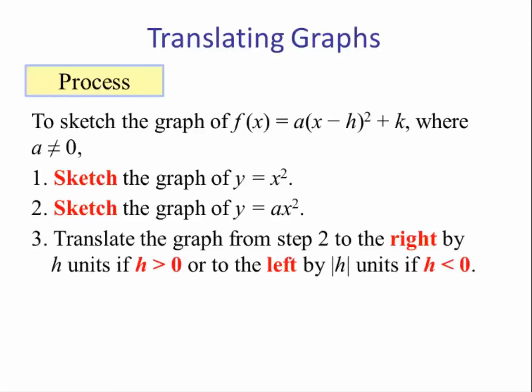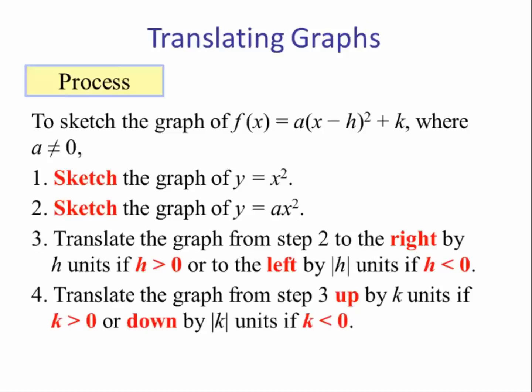Number 3, translate the graph from step 2 to the right h units if h is greater than 0, that means positive, or to the left by the absolute value of h units if h is less than 0, negative. And this will change the vertex in the x direction. Number 4, translate the graph from step 3 up k units if k is greater than 0, or down by the absolute value of k units if k is less than 0. So this will move the vertex in the y direction.